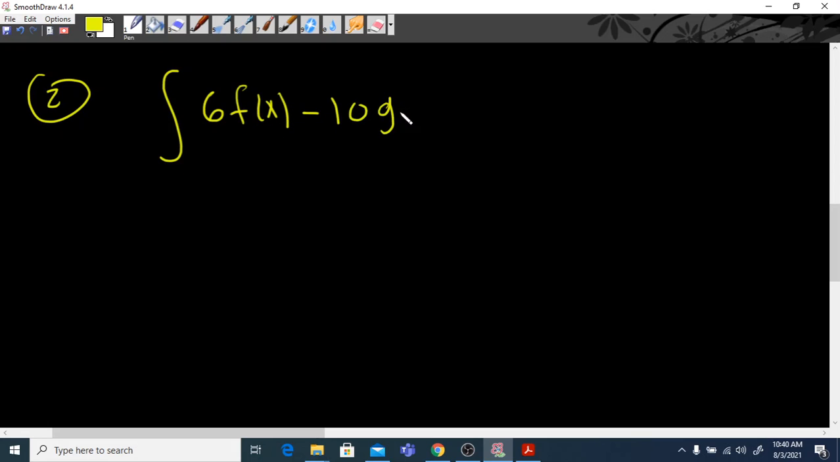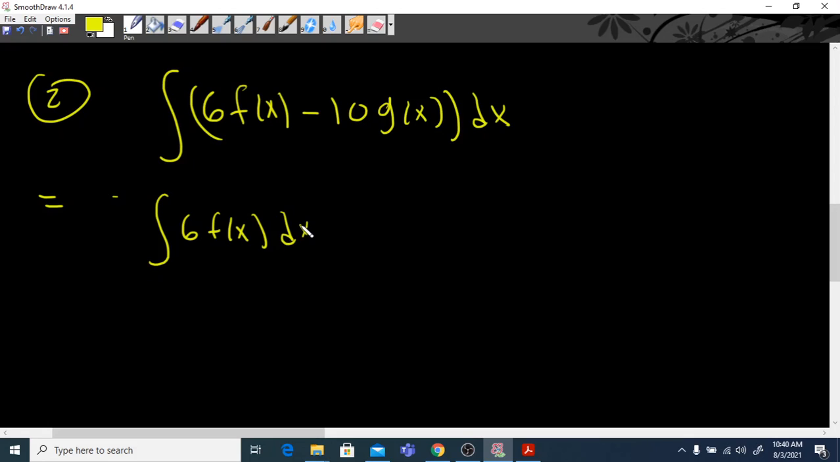We've got a few more properties here. Let's look at property number two, with some examples. Let's say I have the integral of 6 multiplied by f of x minus 10 multiplied by g of x, integrated with respect to x. The first thing we can do is do this piece by piece: integral of 6 f of x dx minus integral of 10 g of x dx.